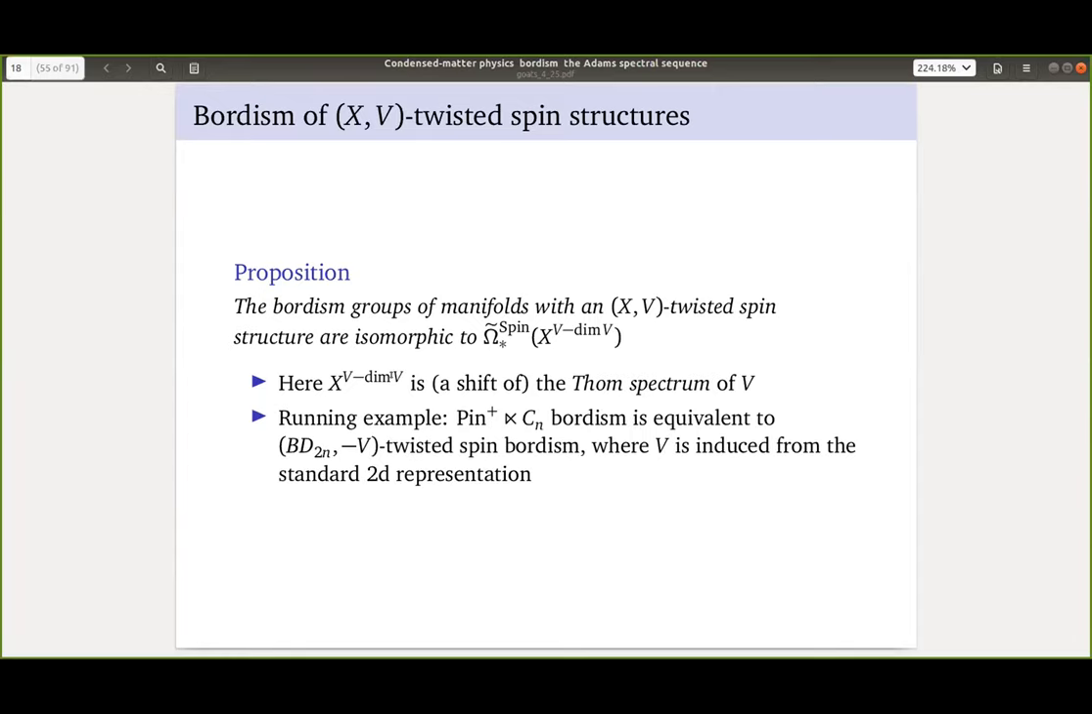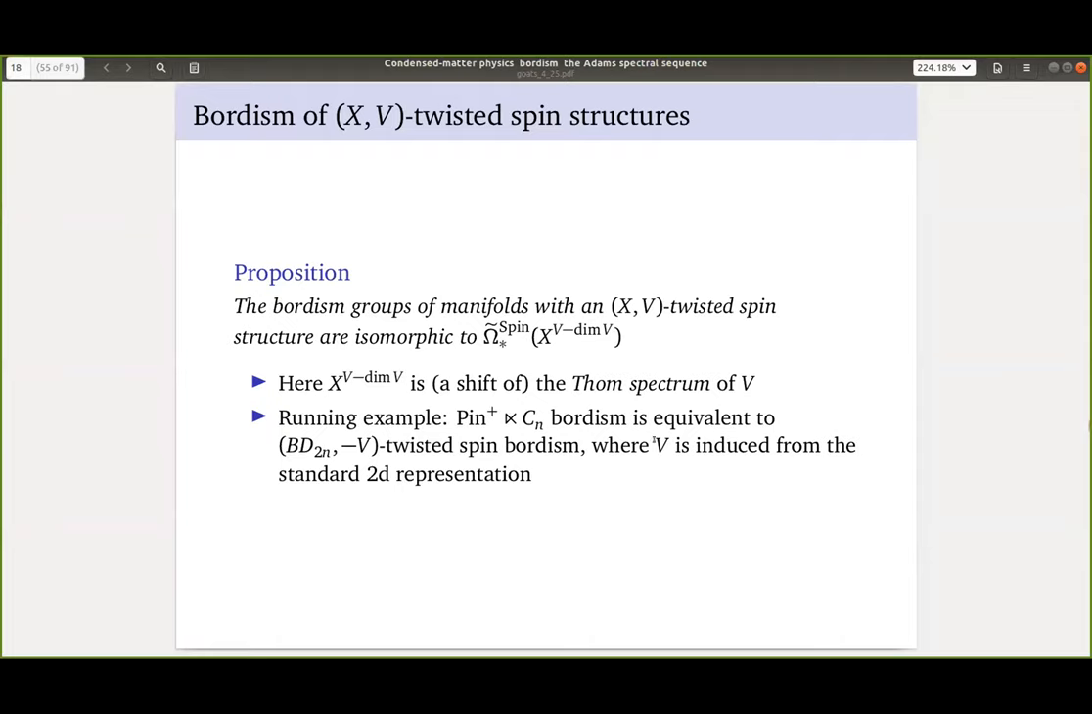So for our running example, Pin minus semidirect C_N, this is equivalent to spin Bordism over the classifying space of the dihedral group. First let me say what this is. D_2N is the finite group of rotations and reflections of an n-gon. So BD_2N is any example of a space which has D_2N as its fundamental group and whose universal cover is contractible. Excuse me. It turns out all such spaces are homotopy equivalent, and everything that we're going to do today doesn't care which one you pick.